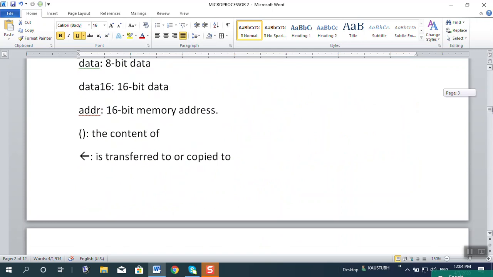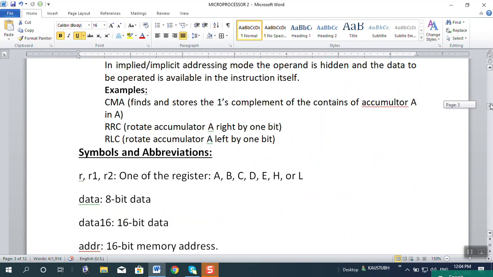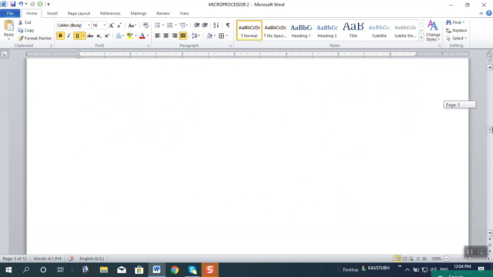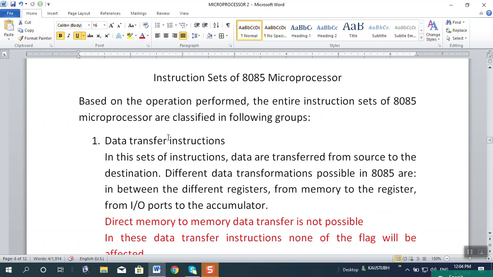The symbols that we are going to use while explaining the different instructions, I'll update this list of symbols from time to time. Now to start with the different instruction set of the 8085. Based on the different operations, arithmetic and logic or data transfer, that can be performed by the 8085 microprocessor, the entire instruction set is divided into 5 categories.